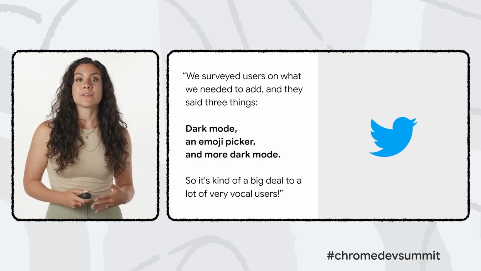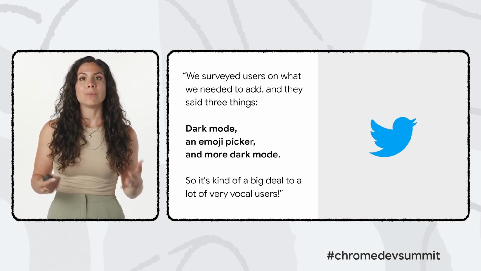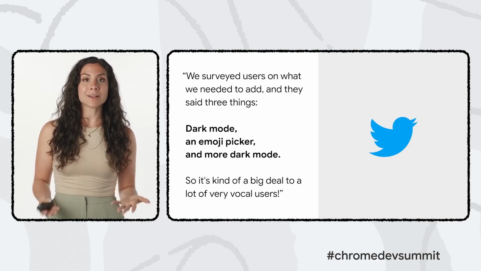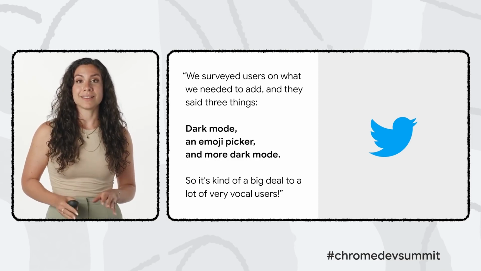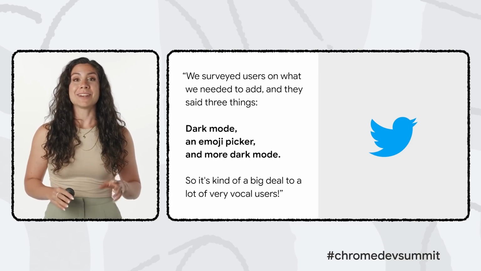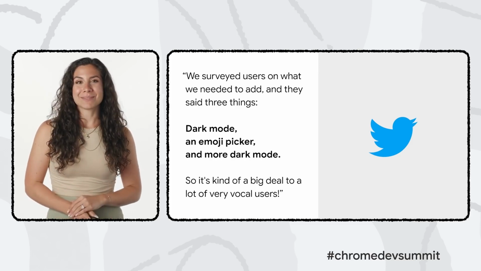When Twitter released the first preview version of their new Twitter Progressive Web app, everyone said, "Wow, it's new and fast, but where's dark mode?" So they surveyed users on what they needed to add, and users said 3 things: dark mode, an emoji picker, and more dark mode. So it's kind of a big deal to a lot of very vocal users.